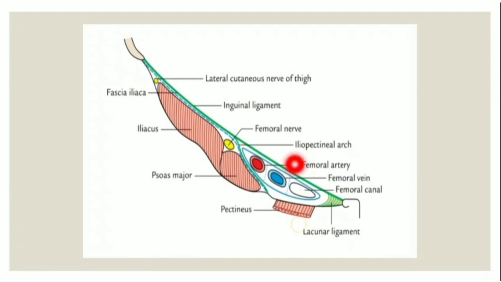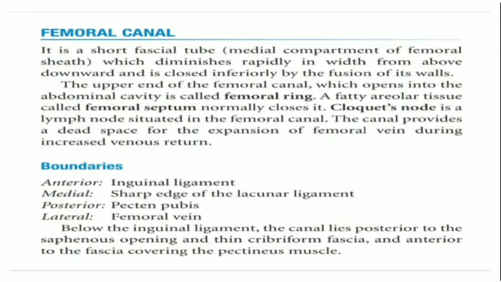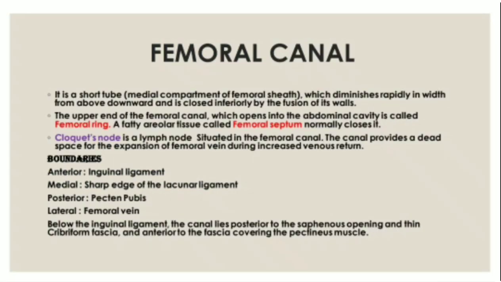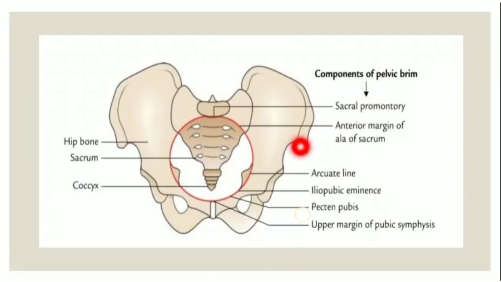Can you understand? Anteriorly there is the inguinal ligament. And what is present posteriorly? Posteriorly you will have the pectin pubis. What do you mean by pectin pubis, doctor? I'll show you in this diagram. Pectin pubis is nothing but a part of the pelvic bone.